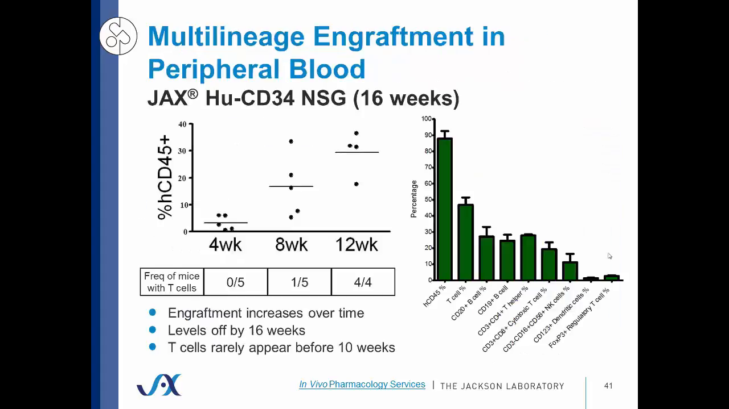So of course, as the mice engraft over time, you're going to see more and more functionally mature human cells. They're going to migrate into the peripheral blood of these mice. So that's why you need to wait at least 12 to 16 weeks post-engraftment, but you see functionally mature multilineage engraftment in the peripheral blood of these animals.